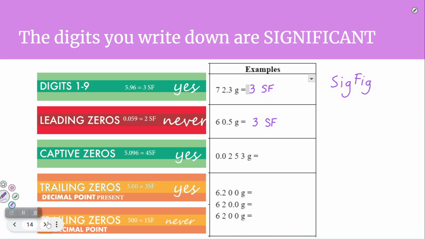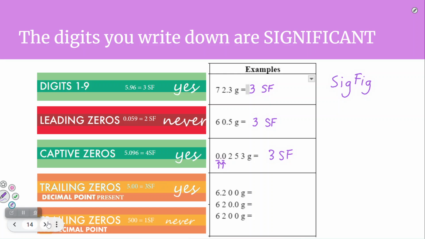Okay. This next one here, 0.0253 grams. So what are these called? Those zeros are called leading zeros. So these guys here are not significant because they are just holding a place. They are not part of reporting measurement. So in this case, how many of these would be significant as a measurement? 3! Yes, so there's 3 significant figures here.